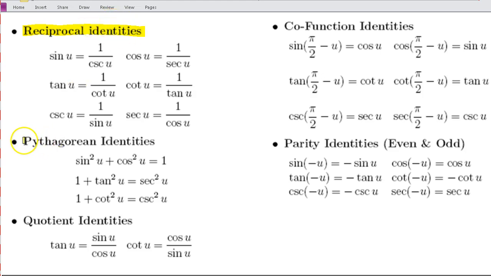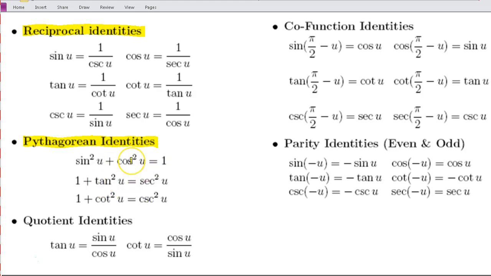We've also got our Pythagorean identities. Okay, and you have to know these. The easiest one to memorize is this first one: sine squared u plus cosine squared u is equal to 1. And I will show you in another video how we can derive the second and third ones from the first one. So really all you need to do is memorize the first one.